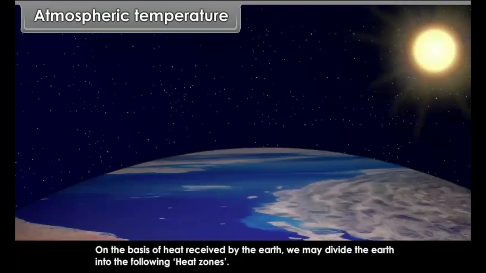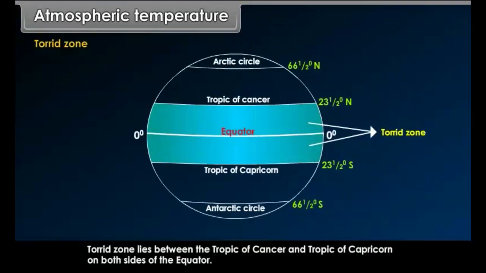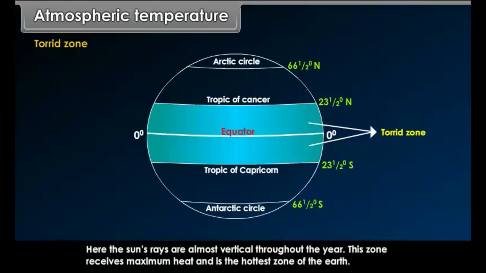On the basis of heat received by the Earth, we may divide the Earth into the following heat zones: torrid zone, temperate zone, frigid zone. Torrid zone. Torrid zone lies between the Tropic of Cancer and Tropic of Capricorn on both sides of the equator. Here, the sun's rays are almost vertical throughout the year. This zone receives maximum heat and is the hottest zone of the Earth.